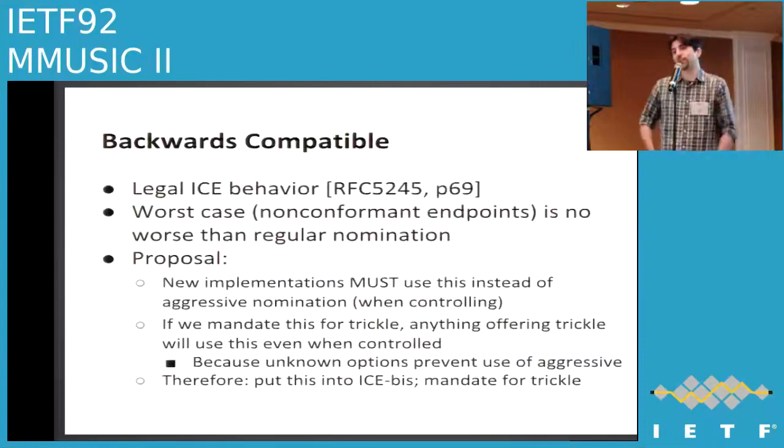But my ideal would be, aggressive nomination is deprecated, we get all the benefits in this new thing, and the code that implements ICE-BIS only has to carry around this algorithm. Okay, I think that would be doable in the scope of ICE-BIS. So basically clarify the existing thing and then mention how you can avoid doing aggressive. Okay.